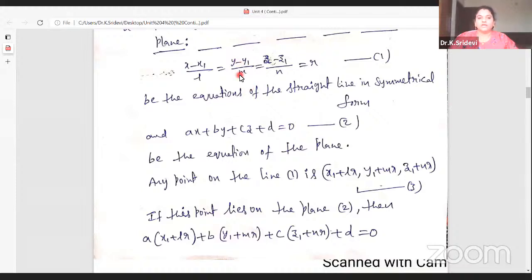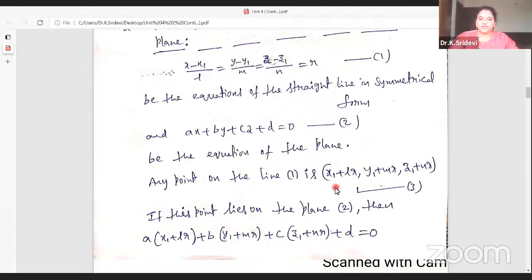From the second one, (y minus y1) by M is equal to R. So y minus y1 equal to MR, and we get y equal to y1 plus MR. That is the y coordinate. Now we find the z coordinate. Similarly, we get z minus z1 equal to NR, and z equal to z1 plus NR. So this is the x coordinate, this is the y coordinate, this is the z coordinate, and this is any point on the given line.